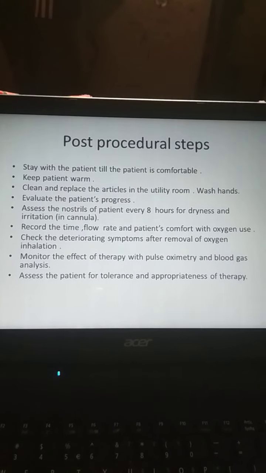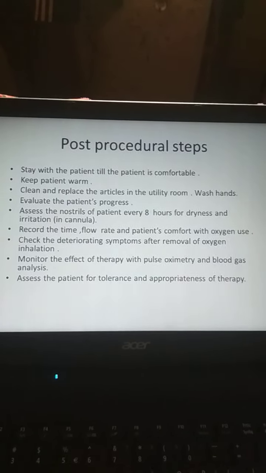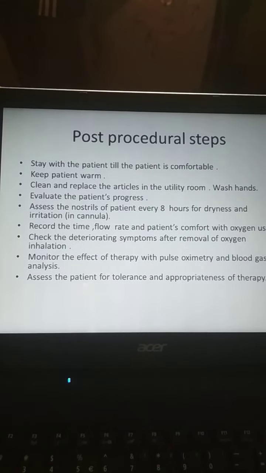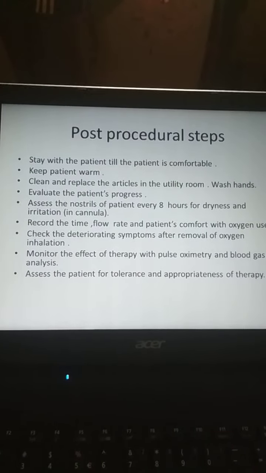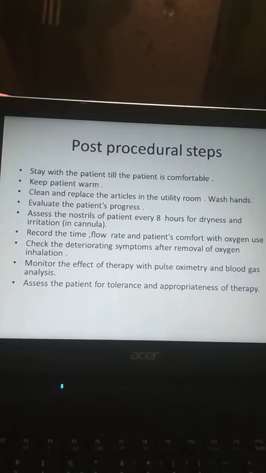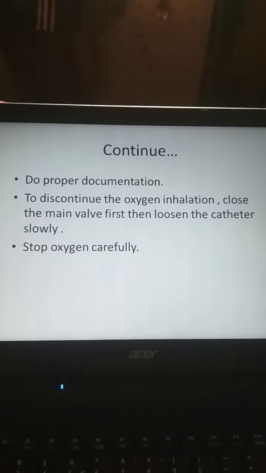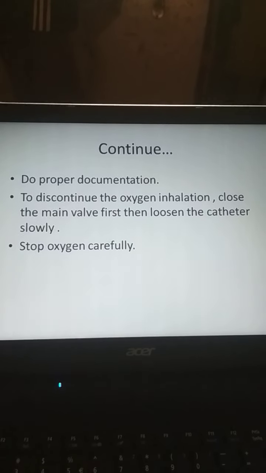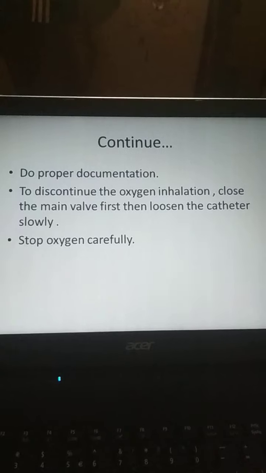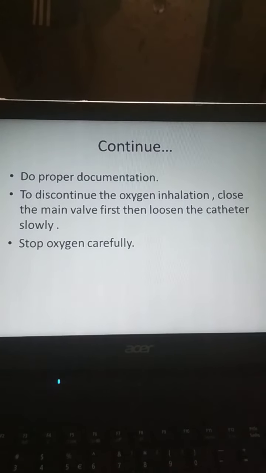Check for deteriorating symptoms after removal of oxygen inhalation. Monitor the effect of therapy with pulse oximetry and blood gas analysis. Assess the patient for tolerance and appropriateness of therapy. Do proper documentation. To discontinue the oxygen inhalation, close the main valve first, then loosen the catheter slowly. Stop oxygen carefully.